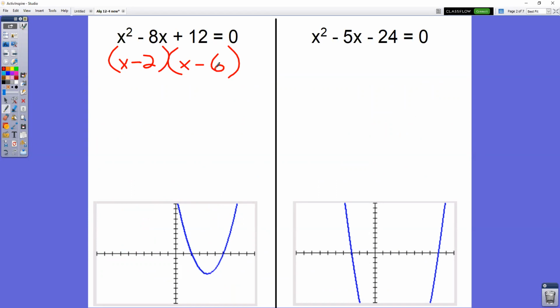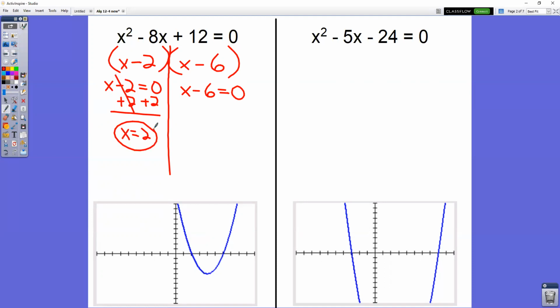Now, the next step that you want to do today is draw a line down the middle like that and set both sides individually equal to 0. So x minus 2 equals 0 and x minus 6 equals 0. And now you're going to solve. This is just a one-step equation to get that x by itself. You would add 2 and add 2, so x equals 2. On this half, you would add 6 and add 6, so we get x equals 6. These are our two zeros, or our two roots, or the two x-intercepts.